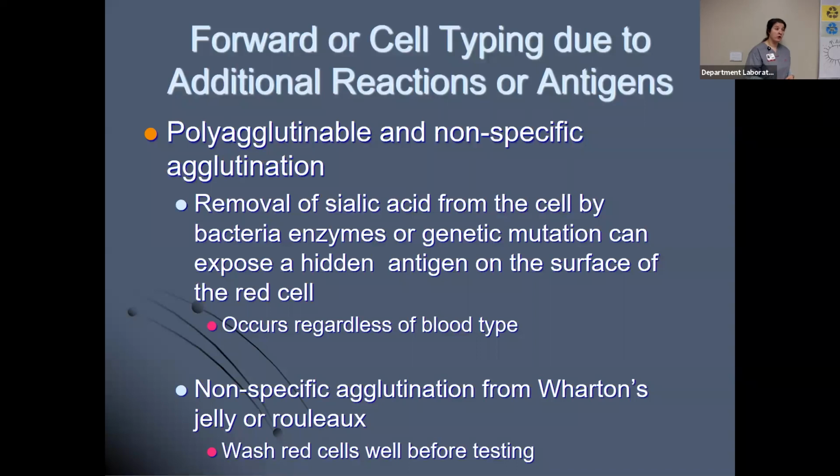So when we do cord blood testing, it's very important that we wash that cord blood a minimum of 8 times, okay? And the reason for that is we want to get rid of all of that Wharton's jelly. That Wharton's jelly is very gelatinous. It can cause false positives. So we want to make sure that we adequately wash it away. And rouleaux as well can interfere with our blood bank testing, causing false positives.